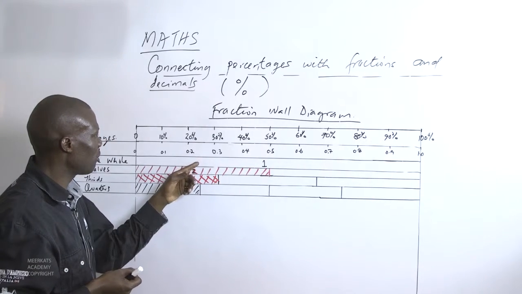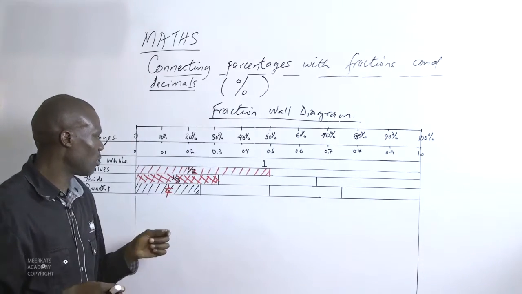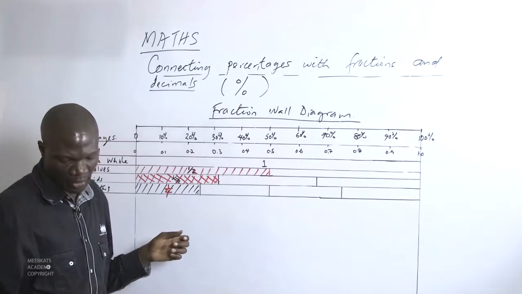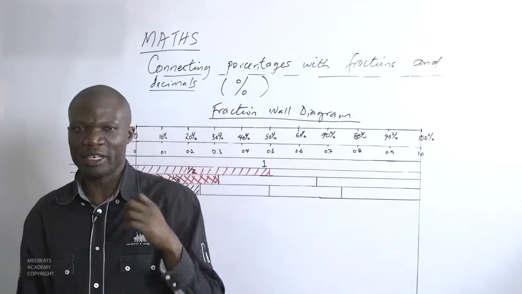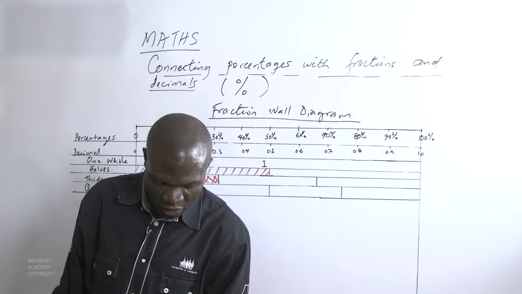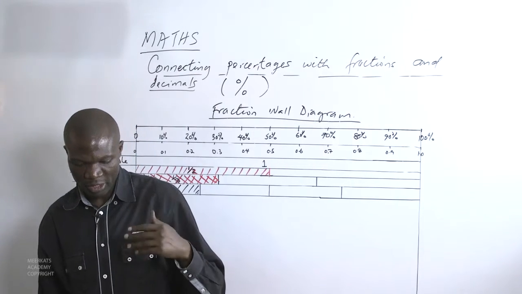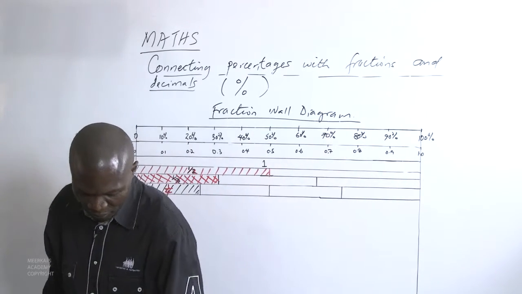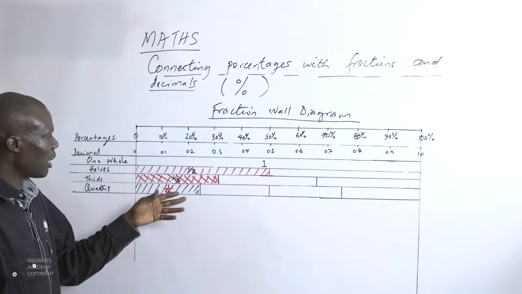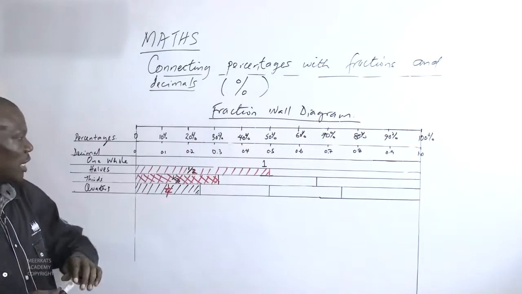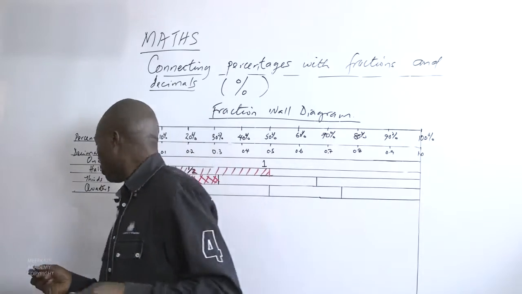Or if it's somewhere here, a quarter would give us something like a half, which is 1/4. So what are we trying to say here? A fraction wall diagram summarizes or simplifies the conversion of fractions into decimals or percentages, as we have seen. I want you to continue and see, according to the scale, how to come up with other fraction walls for the following.